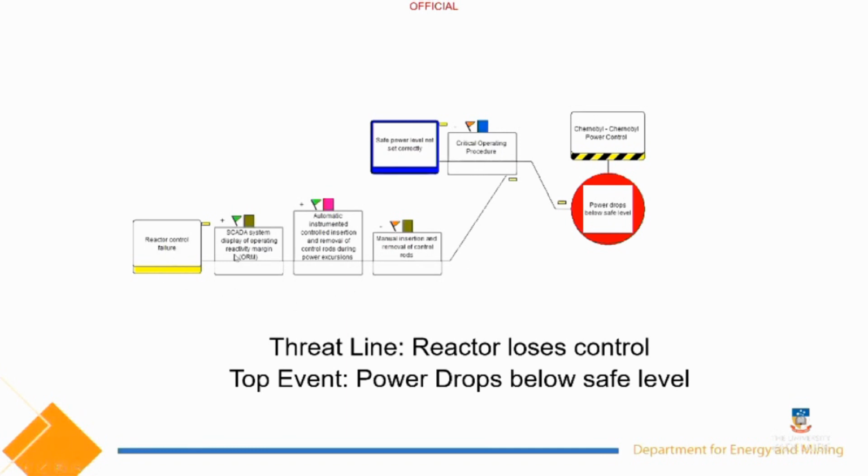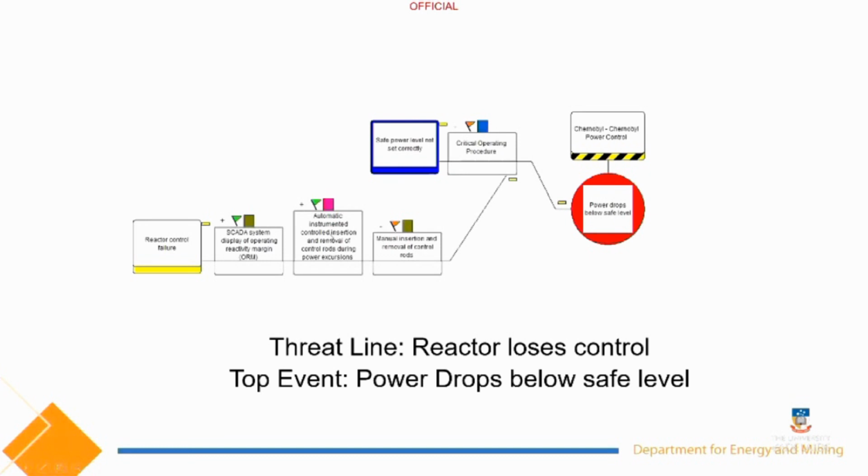The reactor controls failure, SCADA system, display of operating reactivity margin. What that means, it's like measuring the speed on a dashboard. It is telling you how much safety margin you have, or how many control rods you have in your reactor and how safely your reactor is actually performing. The SCADA system and the display to that SCADA system was found not to actually be even in the control room. It was actually outside of the control room. So these guys, when they were doing the test or getting ready for the test, they were running blind.